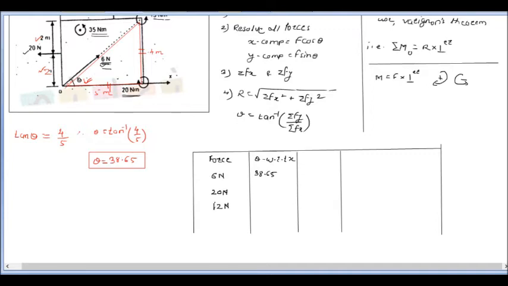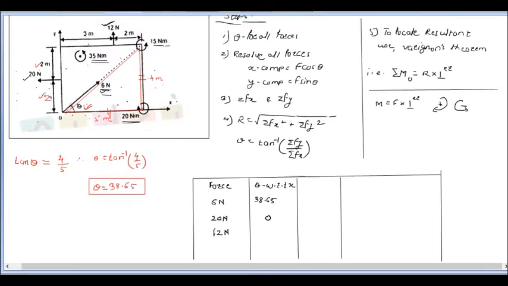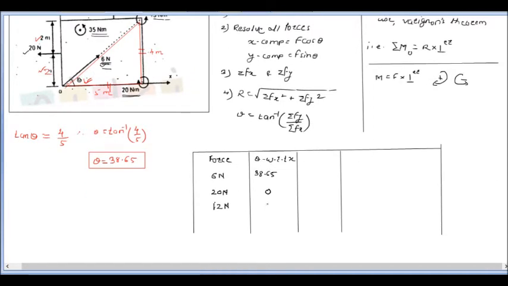Then the 20 Newton force is making an angle of 0, and the 12 Newton force is making an angle of 90 degrees. It means wherever any force is acting along the x direction, only the x component we should list out. If any force is acting along the y direction, only the y component we can list out. So that is the x component here and the y component.